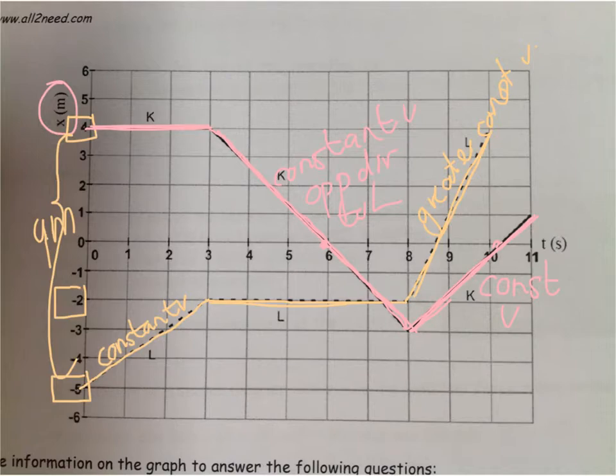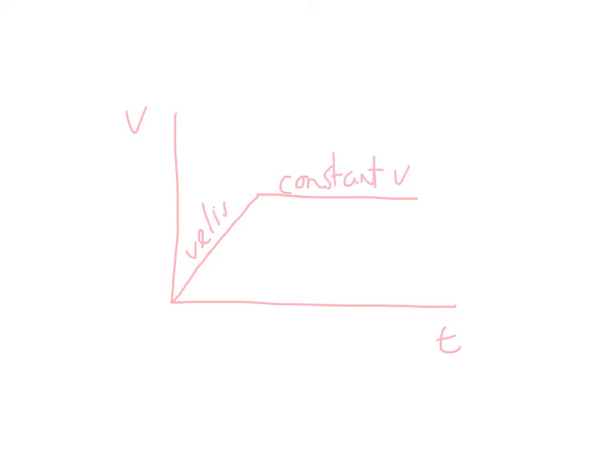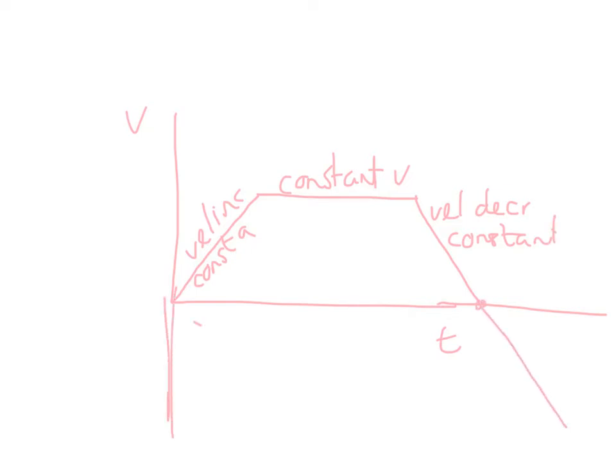If I were to get a velocity time graph, I could do something like that. We've talked about it. We have velocity increasing, constant acceleration, constant velocity, downward. We've got velocity decreasing, and it's a constant acceleration again. And at this point, he stops, changes direction, and goes under the line.